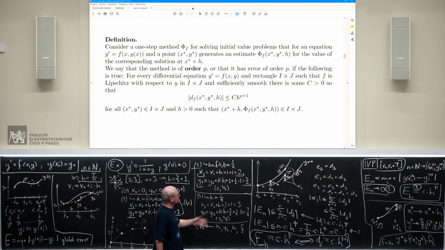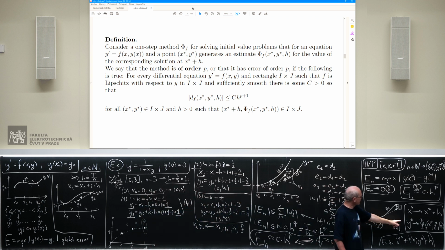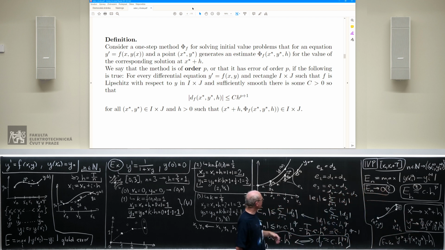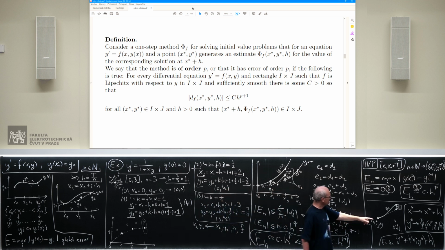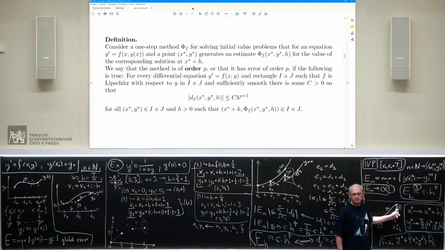And this brings us to our Euler method. We have a nice algorithm for generating points, for generating numerical solutions. So we have a nice formula for capital Phi. We have it over here, actually. And the question is, what is the order of the Euler method? In other words, if I look at the local step, what error am I making there?